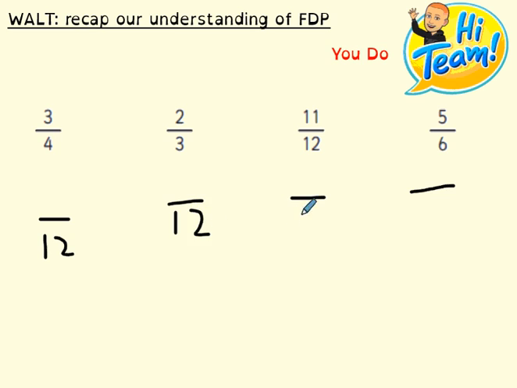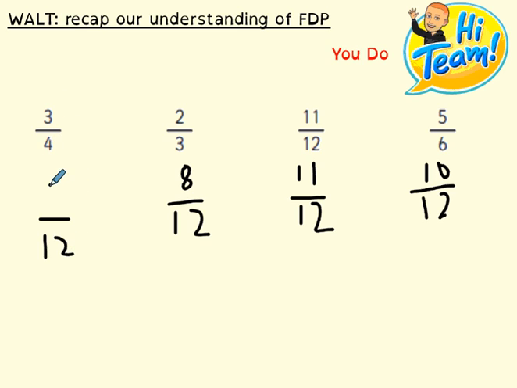Start with my one that won't change because I'm timesing them both by 1. Put it in there. 6 times 2 is 12. 5 times 2 is 10. 3 times 4 is 12. 4 times 2 is 8. 4 times 3 is 12. 3 times 3 is 9.